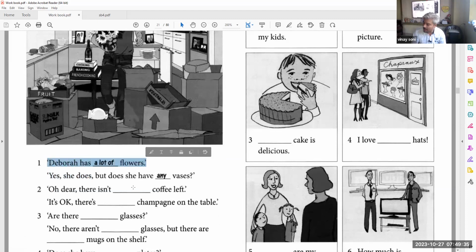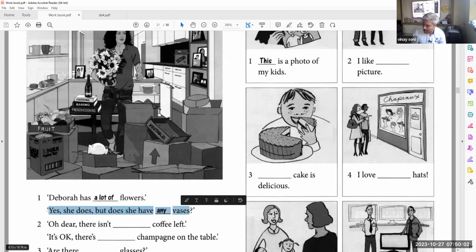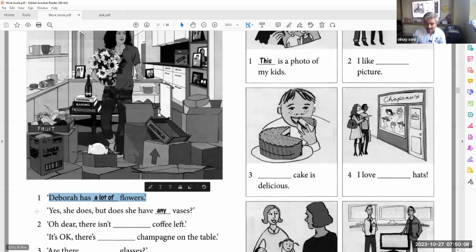पहले ही तो देखो हो क्या रहा है. एक आदमी ने कहा Deborah has a lot of flowers, right? ये इन्वर्टेड कॉमा बताते हैं एक आदमी ने कहा, ये इन्वर्टेड कॉमा बताते हैं दूसरे आदमी ने कहा. ये इन्वर्टेड कॉमा का पर्पस है दोस्तों, आपको नहीं पता था ना, आप सीख लो. They tell you that X said this and Y said this, okay? Although X and Y is not written here, but we can say that two different people are talking. One person says, Deborah has a lot of flowers. The other says, yes, she does.